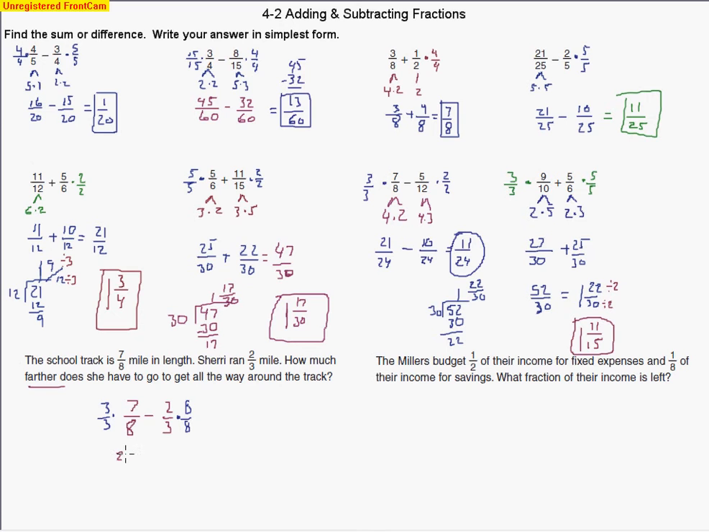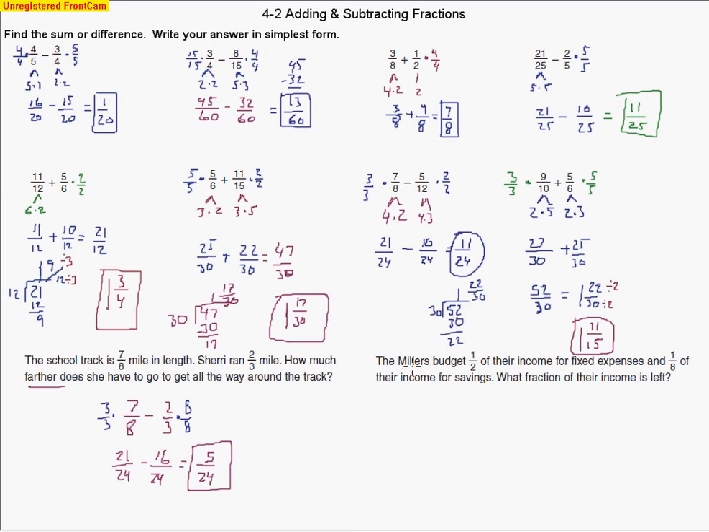Leaves us with 21/24. And then here, 2 times 8 makes 16/24. And so I'll go ahead and do that subtraction. She's got 5/24 of a mile left to go.